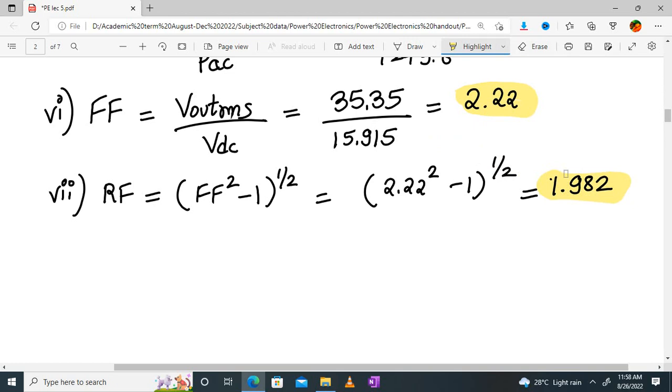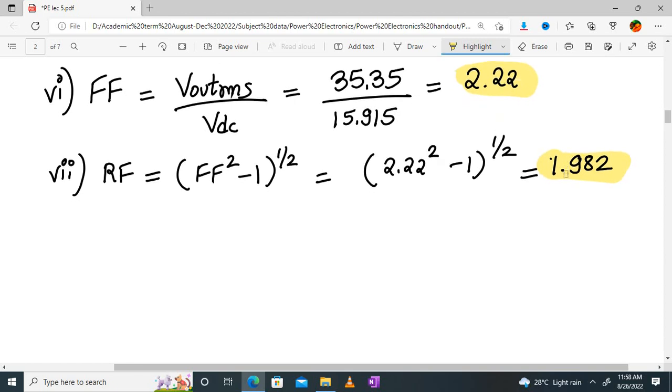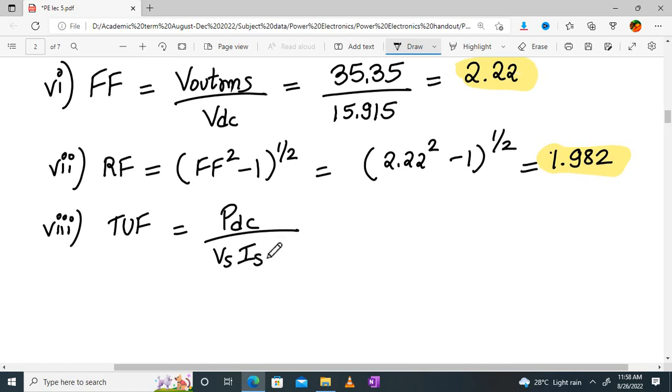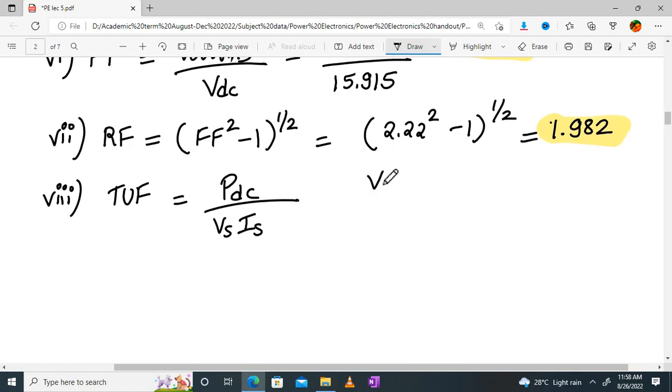Okay. What is next? TUF. Right? Transformer utilization factor. What is the formula? PDC divided by VS into IS. Your VS is nothing but your secondary voltage. So VS is nothing but V in RMS. And what about IS? IS is same as I in RMS. And what is I in RMS?